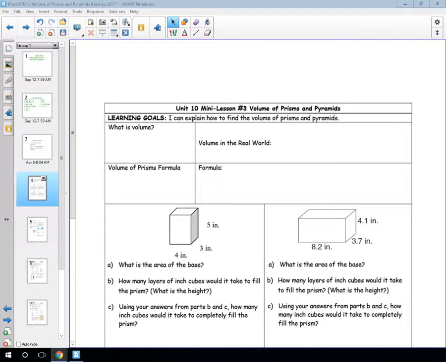On today's episode, we are going to be featuring Unit 10, Mini Lesson 3, in which we are discussing the volume of prisms and pyramids. So before we get started, go ahead and write this as entry number 3 and read your learning goal. Okay, so by the end of today, I want you to be able to explain how to find the volume of both prisms and pyramids.